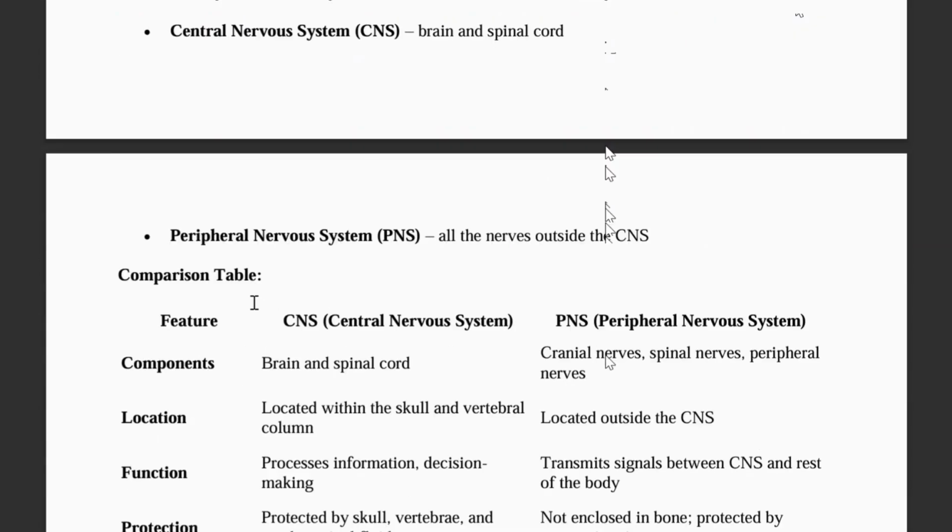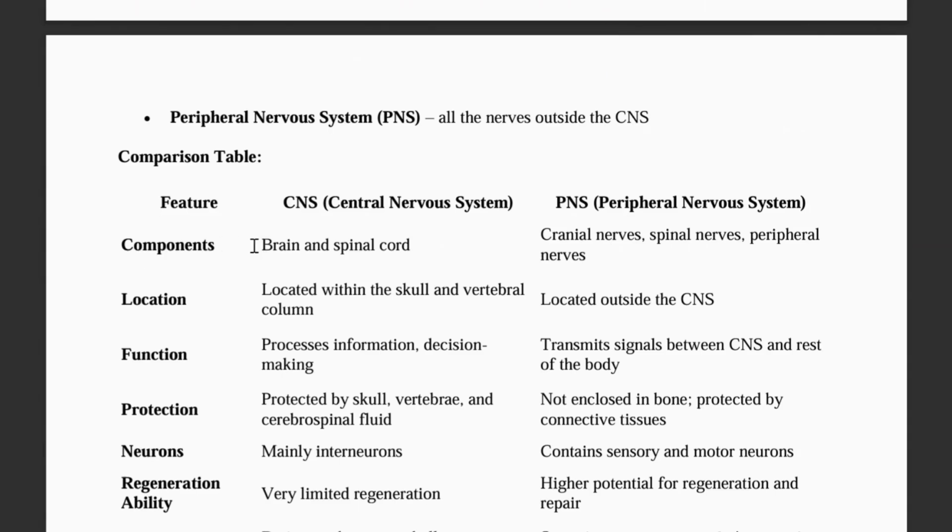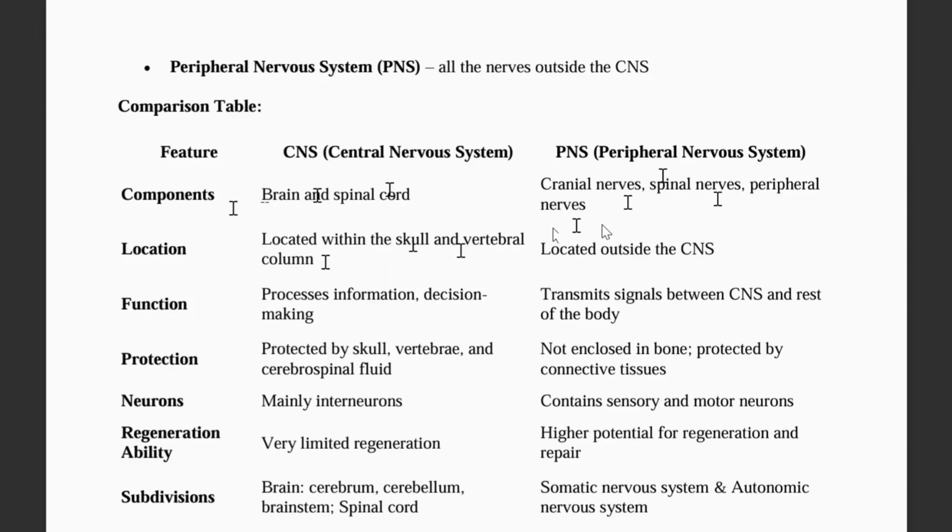On comparing, what are they constituted of? The CNS is the brain and spinal cord. The PNS is cranial nerves, spinal nerves, and the peripheral nerves. Location: it is located in the skull and the vertebral column. This is located outside the CNS. What is the function then? It processes information and makes decisions. Here it transmits signals between the CNS and the rest of the body.